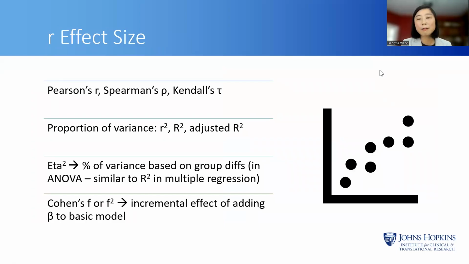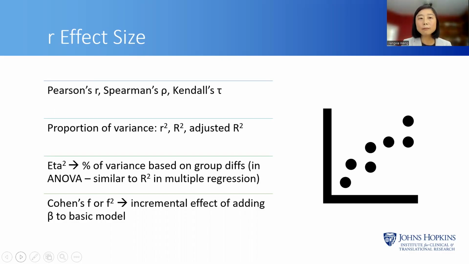Here is the r effect size. I know I listed a lot of terms here. You may be familiar with Pearson's r, which is a correlation coefficient to measure the linear relationship between measures. There are also non-parametric correlation coefficients, for example, Spearman's rho and Kendall's tau. They measure the monotonic relationship between measures.